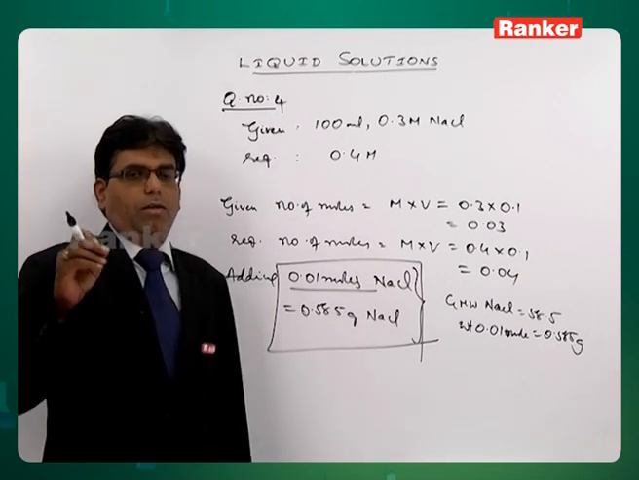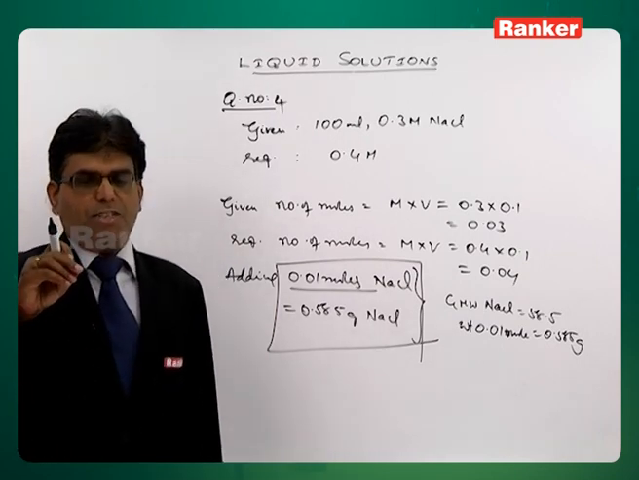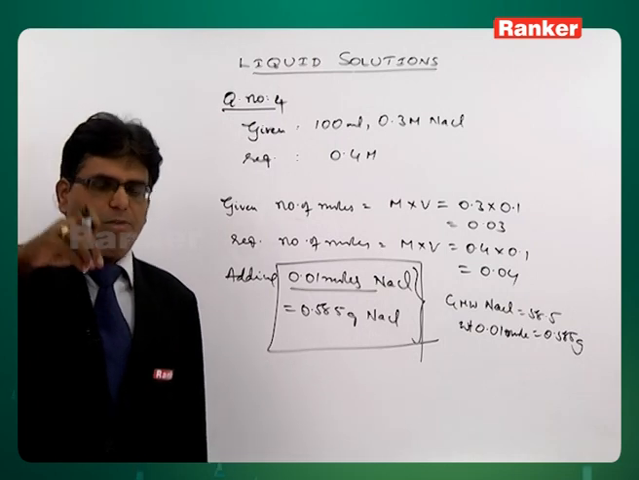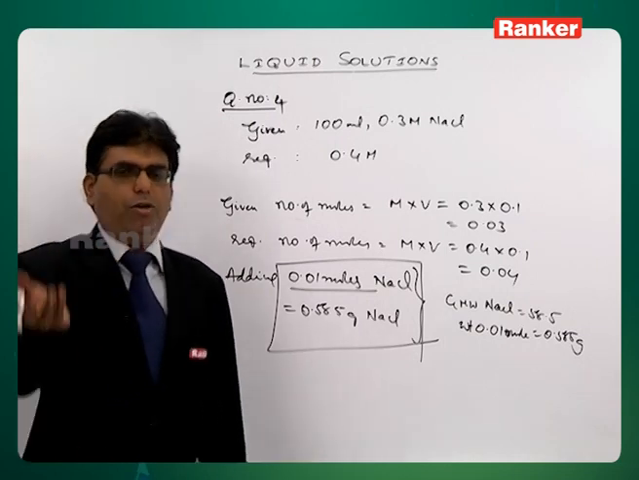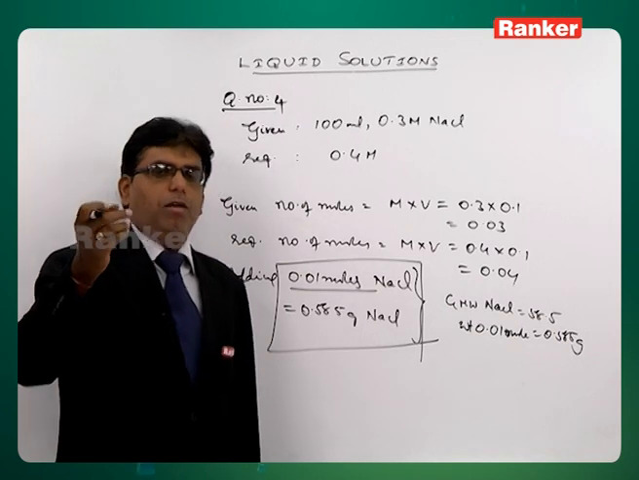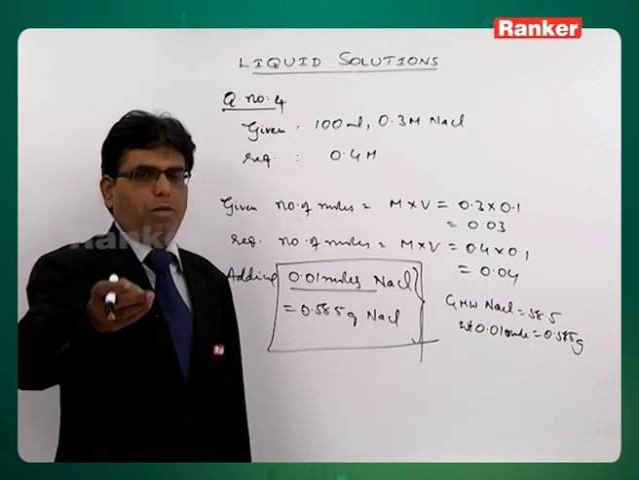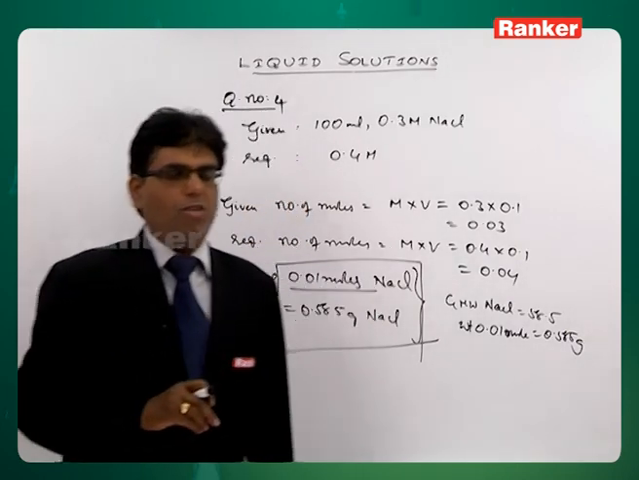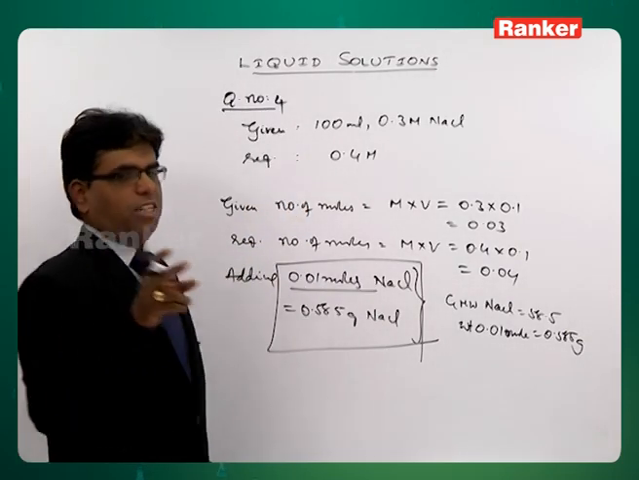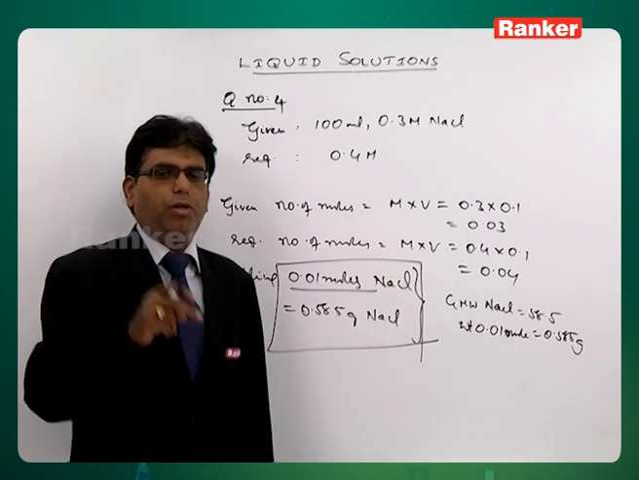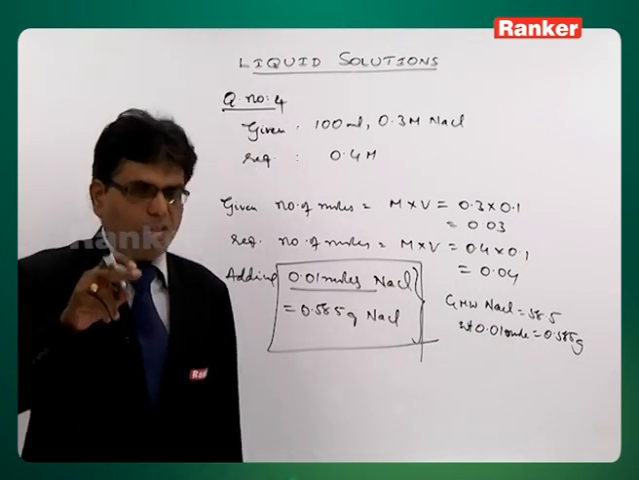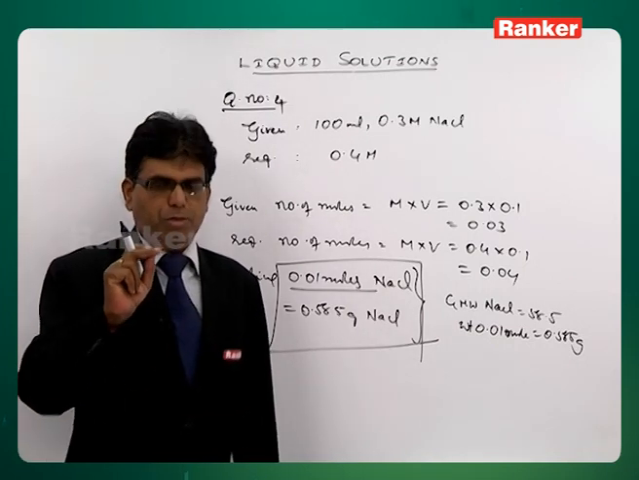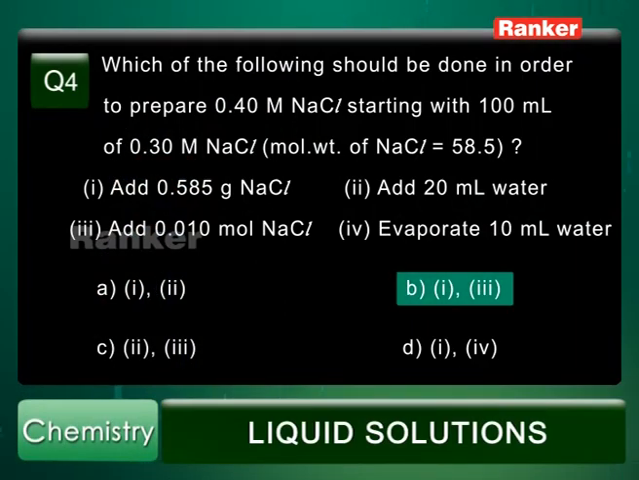So, first of all, to increase the concentration, there are two things, either we have to add the solute or we have to reduce the volume of the solvent. But from the options, if you reduce the volume of the solvent by 10 ml, we do not get the required concentration. So, the only option left is addition of solute. Then what amount of solute? 0.01 mole, which is nothing but 0.585 grams. So, the answer must be option B, that is 1 and 3. So, our correct answer is option B.